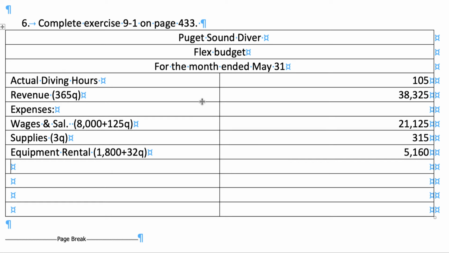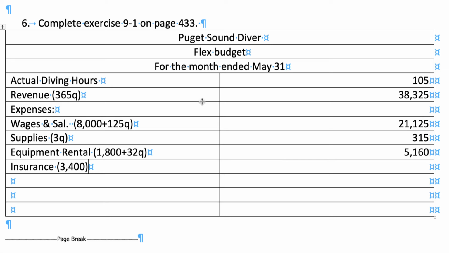We end up with $5,160. Next we have insurance. Right? Need insurance. They tell us that the insurance is $3,400 per month. That's it, right?